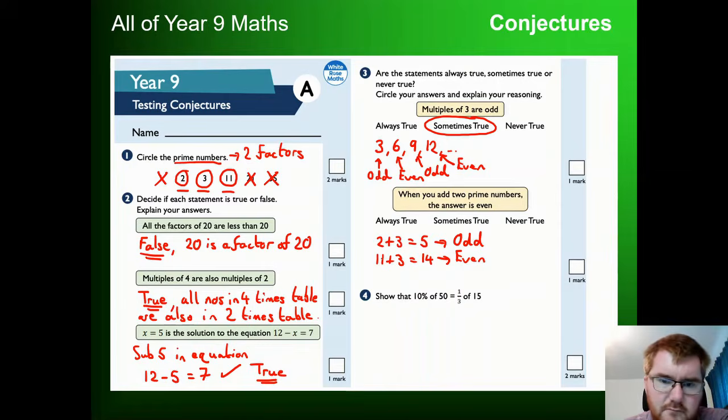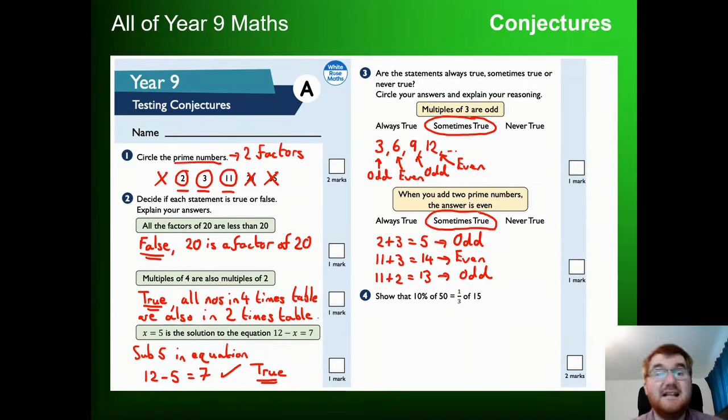And then, what's the one I haven't done yet? 11 plus 2. That's equal to 13. So that's odd. So this is a case of sometimes true again. So some are odd and some are even. So as long as you've shown some examples of trying it out, seeing if you can come to an always true, sometimes true, or never true conclusion.